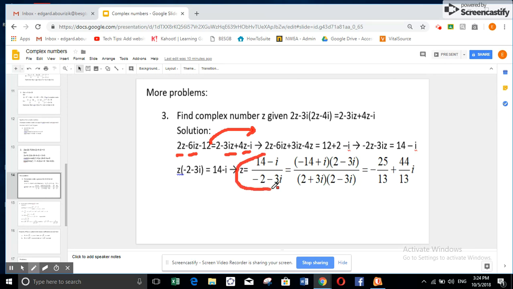I cannot keep it this way, I must multiply by the conjugate. But you realize that the coefficient of the real part is negative, so I put everything opposite: minus 14 plus i over 2 plus 3i, times the conjugate 2 minus 3i. If you distribute minus 14 times 2, minus 14 times minus 3i, i times 2, i times minus 3i, over a squared plus b squared. What's a squared plus b squared? 4 plus 9. I will get that answer.